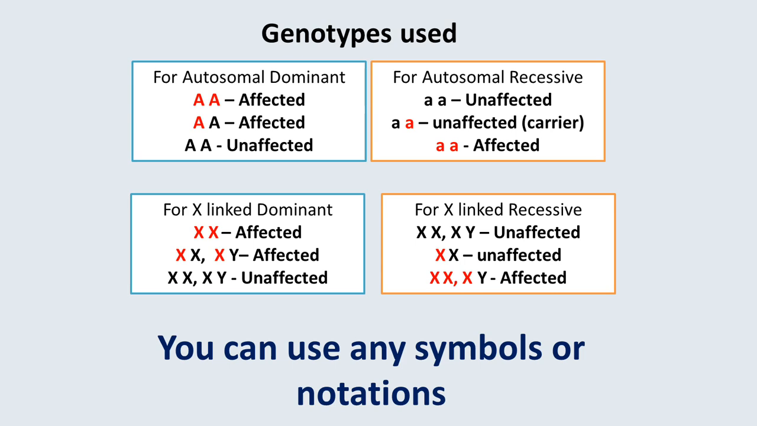Remember, you can use any symbols or notations. There is no stringent rule that you have to follow these kinds of notations. It is just the way I have been solving it. On the screen, it is very clear that for the autosomal dominant condition, I have been using two capital A, and for the autosomal recessive condition I will be using two small letter a. I have also given a color demarcation: red mainly indicates the presence of a mutated or lethal allele, which will lead to the showing of the trait in that particular individual.